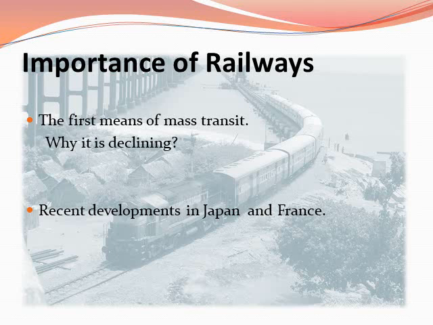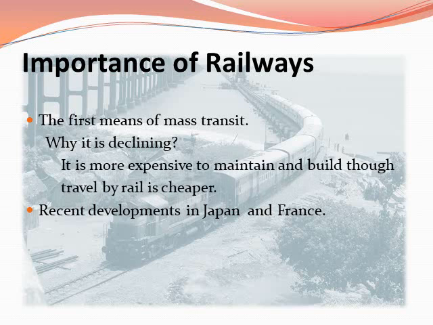As for why it is declining, as we have already discussed, the use of railway is declining so much nowadays because of the popularity of road transport. So why is it declining? First, it is more expensive to maintain and build. It is more expensive to maintain and build, though travel by rail is cheaper.